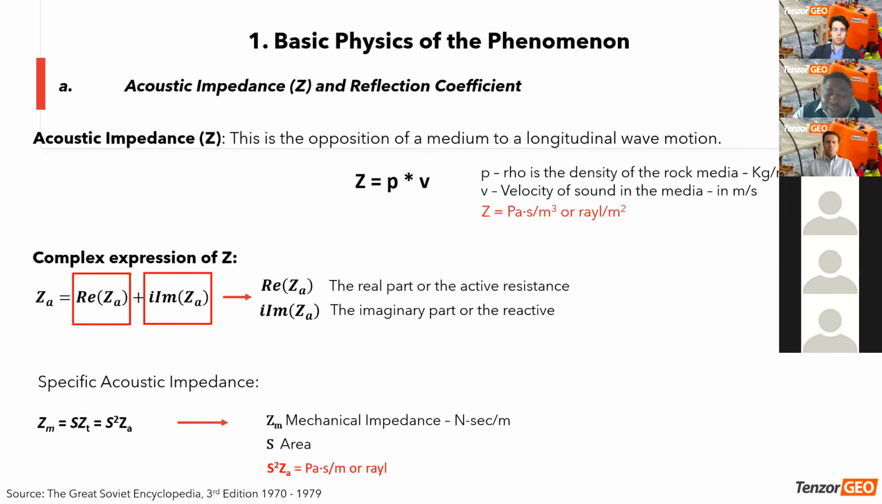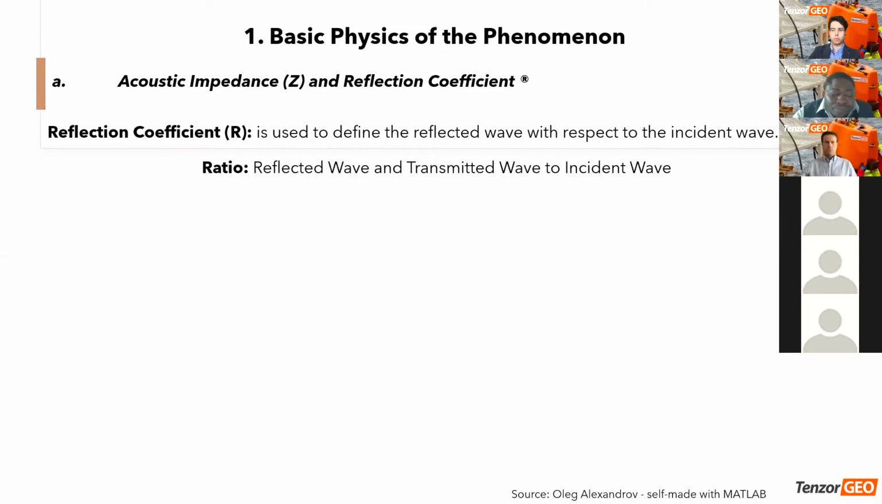Now, the difference in acoustic impedance between rock layers affects what's known as the reflection coefficient. The reflection coefficient is used to define the reflected wave with respect to the incident wave. So for practical purposes, the reflection coefficient and also what you call the transmission coefficient are used to describe the ratio of the intensities of the reflected wave and the transmitted wave to the incident wave intensity.